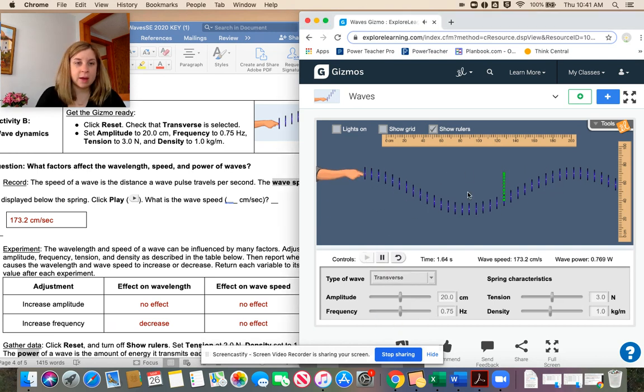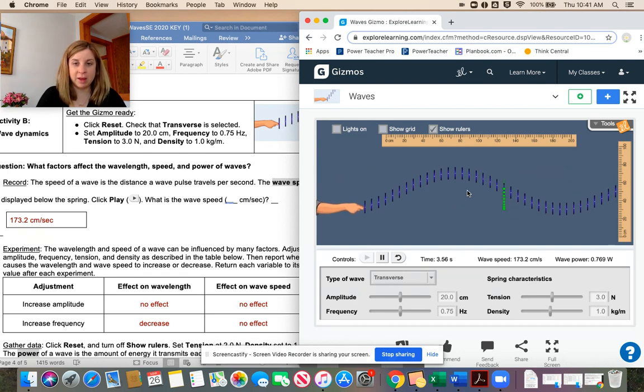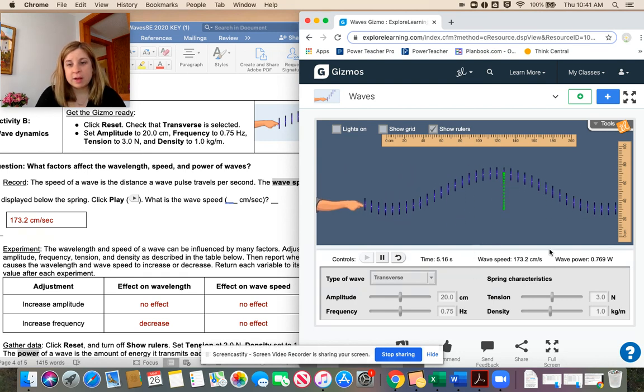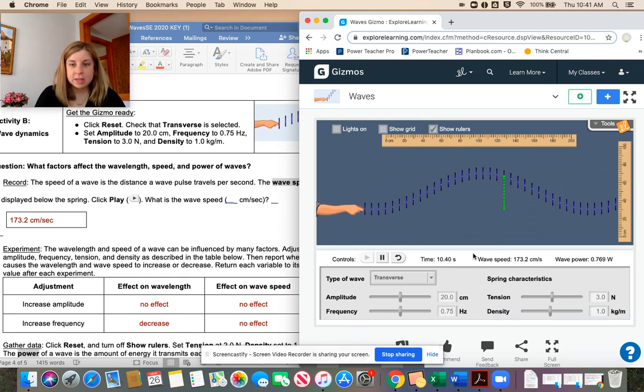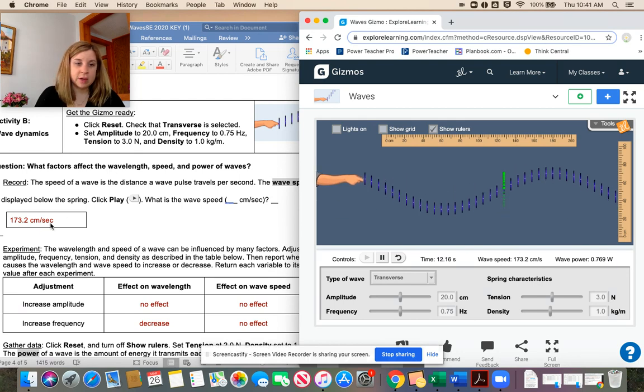Okay, so here we have the wave. Okay, and this is where we're finding the wave speed. So 173.2 centimeters per second. And remember, don't forget your units, okay? So all you have to do is copy that down over here.